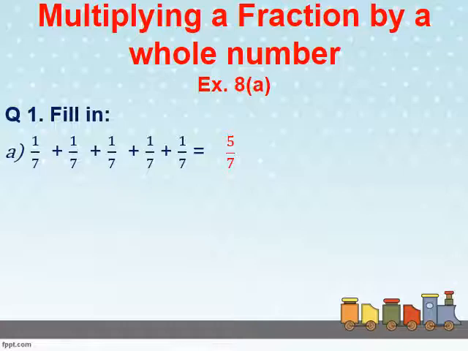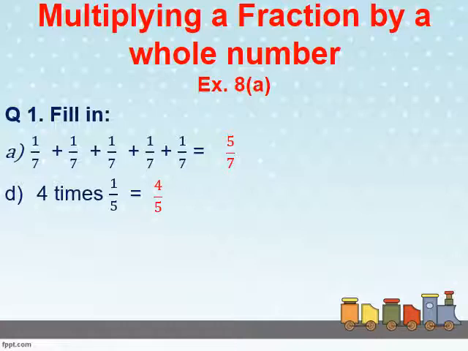Now, let's move to the next part of this question number 1, which is D part. Here, what we have to do? 4 times 1 by 5 is equal to how much? Well, 4 times 1 by 5 means 4 multiplied by 1 by 5, which is equal to 4 by 5. Okay, children.